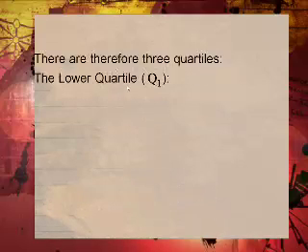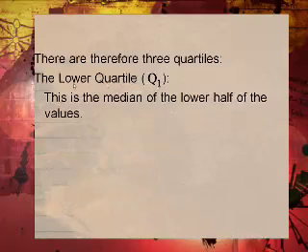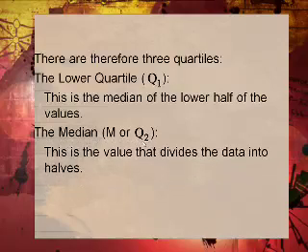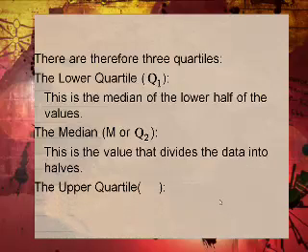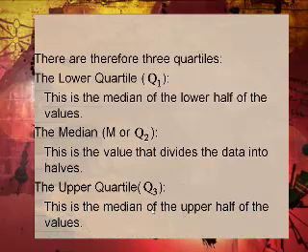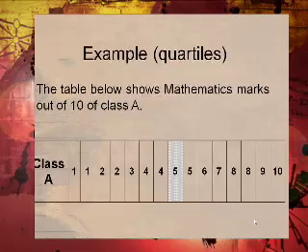There are therefore 3 quartiles. We call the lower quartile Q1. This is the median of the lower half, meaning the lower fence. It's the middle of the lower half. The median, Q2, is the value that divides the whole data set into halves. Now, the upper quartile, which is Q3. This is the median of the upper fence, or the upper half of the values.